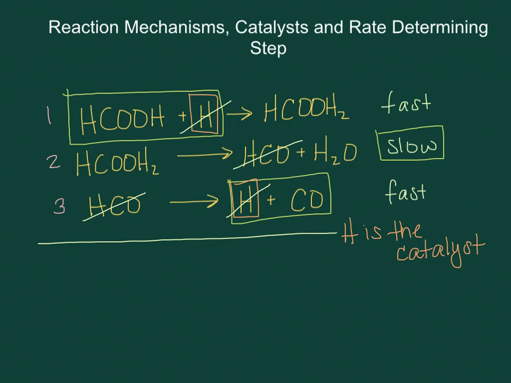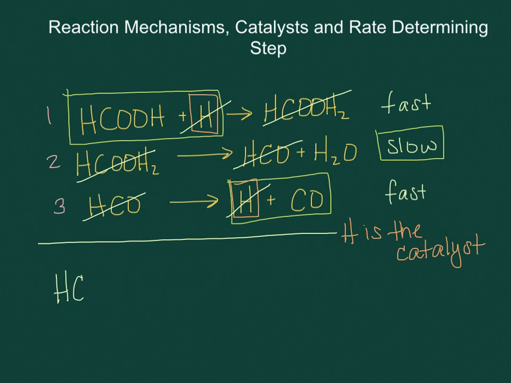So the overall reaction that I'm left with is, oops, nope, sorry, there's one more. I missed HCOOH2. Sorry about that. So the overall reaction that I'm left with, now that I've canceled all of my intermediates, so everything that I've crossed out was my intermediates, except my H was my catalyst. So I've crossed out my catalyst and my intermediates.